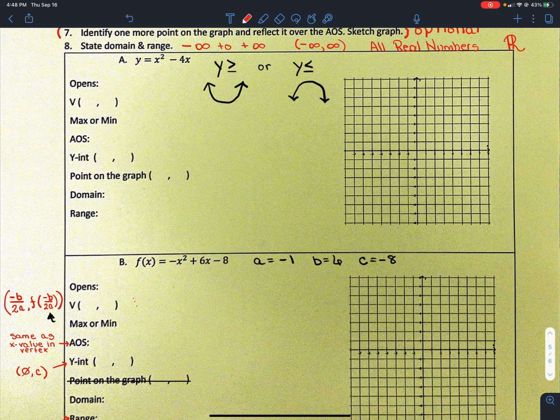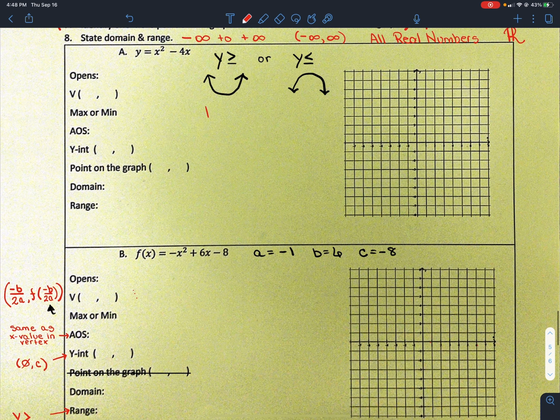The range is the one that we've got to be a little more picky with, okay? The range is going to be y is greater than or equal to, or y is less than or equal to. We're going to use y is greater than or equal to when it is a positive parabola, okay, or when it opens upward. And we're going to use y is less than or equal to when it is a negative parabola. Okay, I'm writing on question A here, but question A is your homework tonight as well.